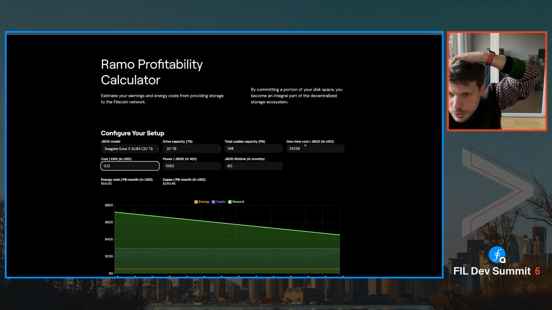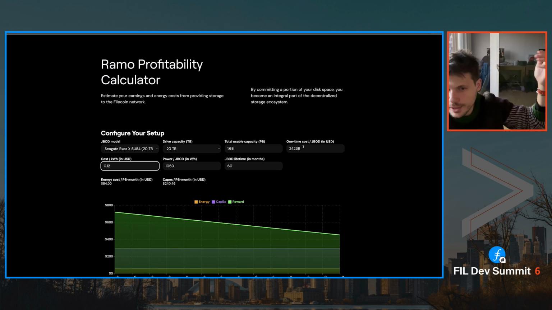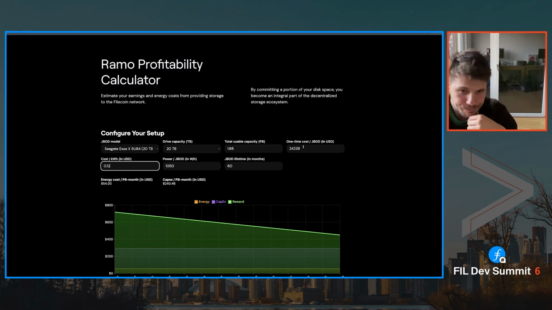Usually this is much lower because no one buys new JBODs and puts them on the Filecoin network. Usually you find refurbished drives or whatever else, and then you build your chassis and put them on the network. So you can imagine this number being even half of this. Right now we are looking at around 14 to 15 dollars per terabyte. Usually it can be 7, 6 if you really push it.